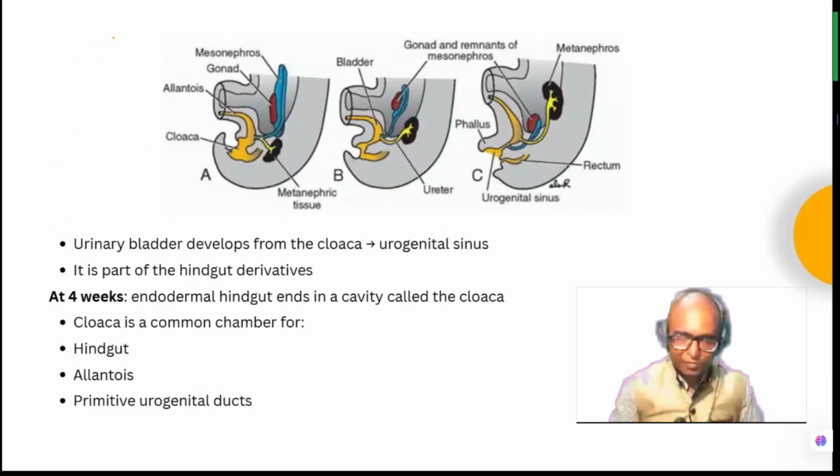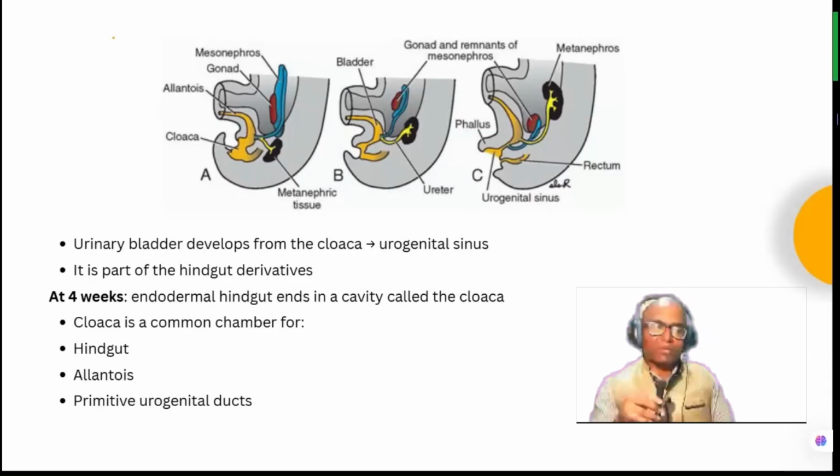Okay. Now we'll see how the bladder and the ureters develop. So what we have seen is the development of the kidney. Now look at this particular figure. So this is the cloaca. Okay, it is a common opening for the allantois, as well as the urogenital sinus and the caudal part of the hindgut also.